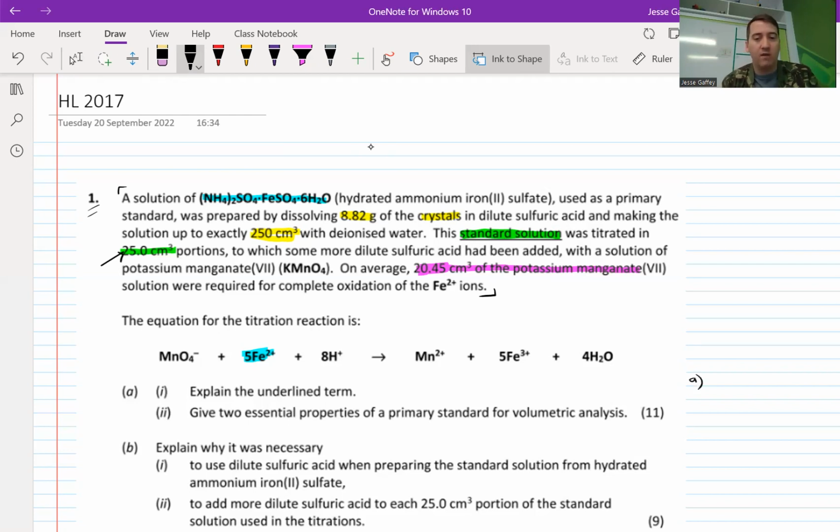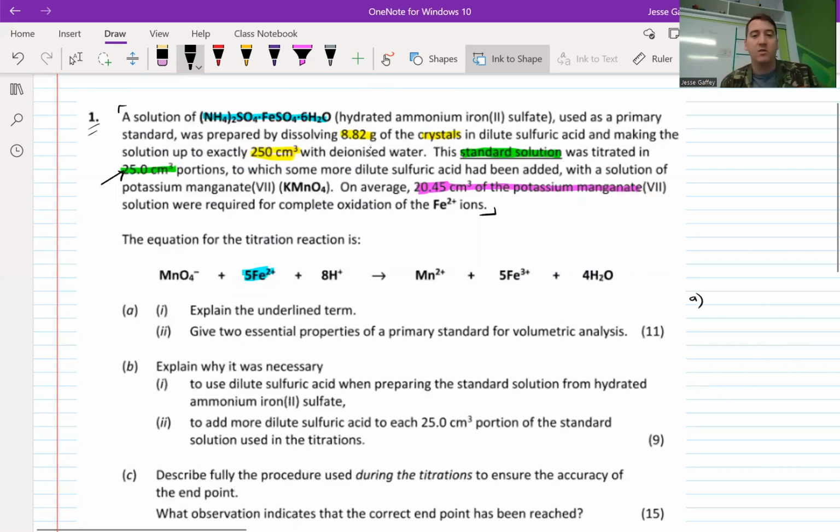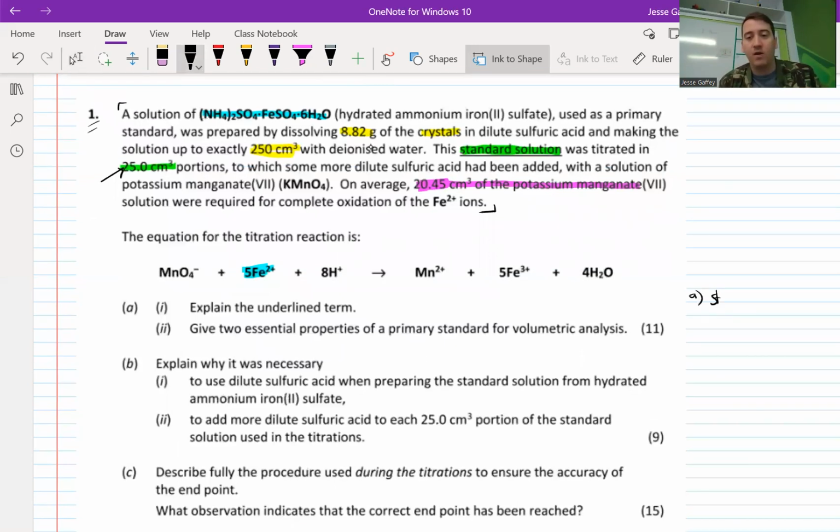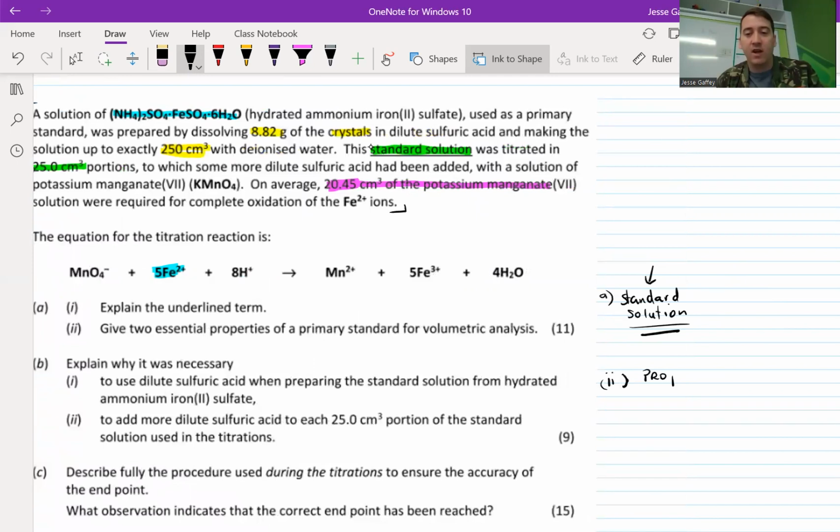So A part one, a lot of the early stuff in these questions does be just theory. So it says explain the underlying term. So what you have to do is explain the definition for a standard solution. What is a standard solution? Explain what it is. And then for part two of A, it says give two essential properties of a primary standard for volumetric analysis. So you should know that we use only chemicals that are primary standards to make standard solutions. What are some of the features or properties that a chemical has to have to call it a primary standard? So pause the video and write down your answers to those now, please.